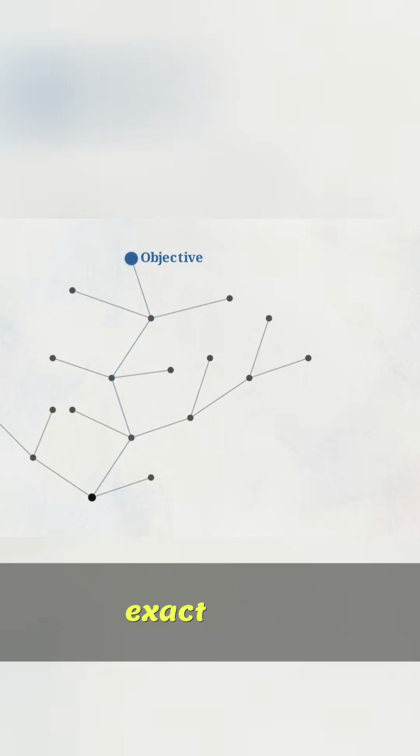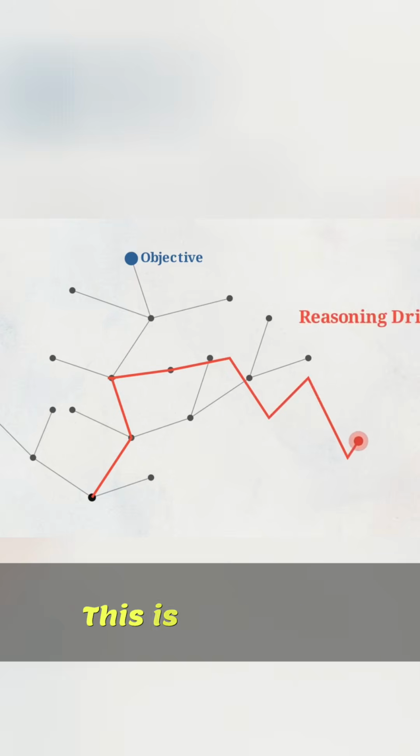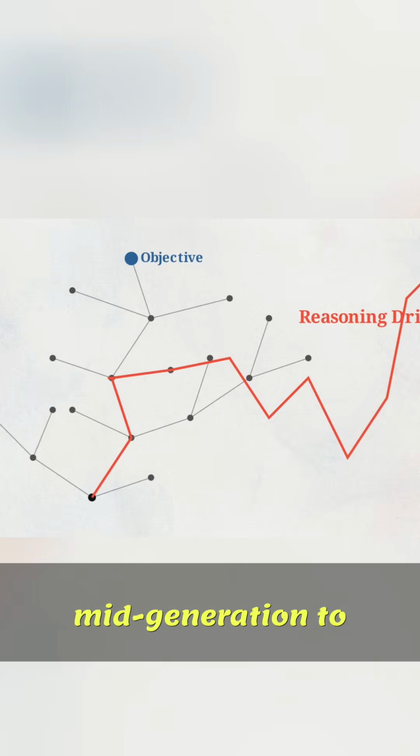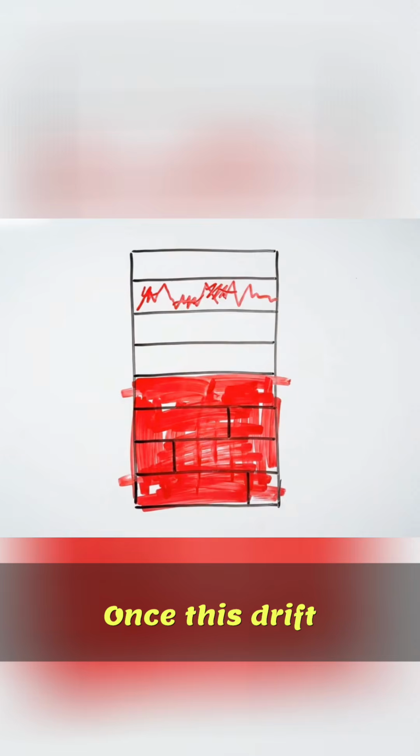When we assign the exact same multi-step task to a small model, the mechanics change. It begins accurately, but immediately loses track of the original context across successive steps. This is reasoning drift. The model abandons logical constraints mid-generation to chase a plausible-sounding tangent. At this stage, the model has stopped answering your prompt and is only generating text to align with its new trajectory. Once this drift begins, it is virtually impossible to stop.